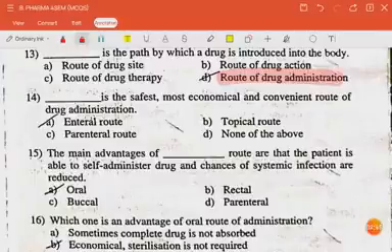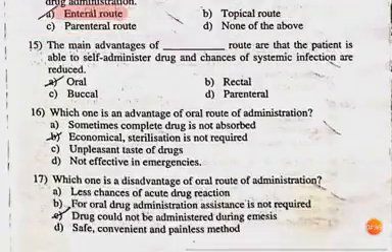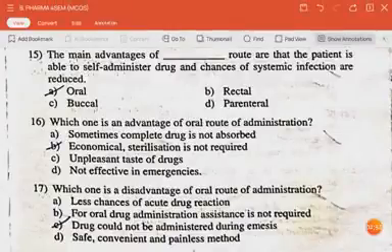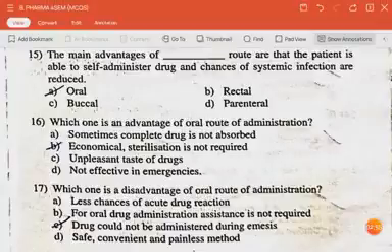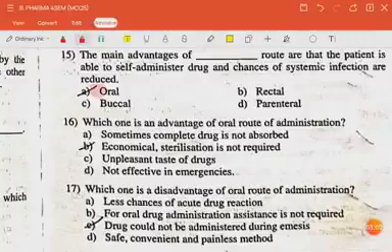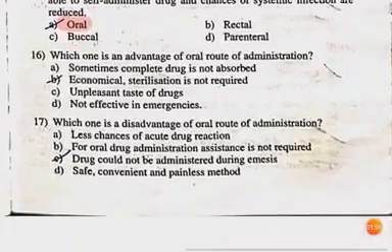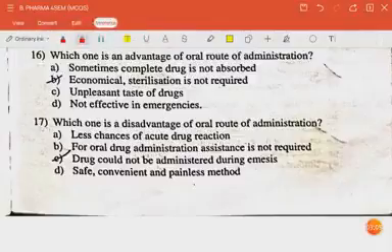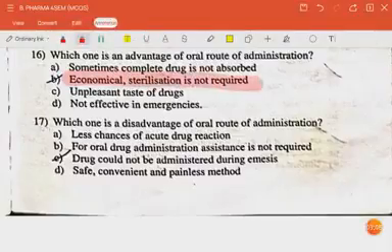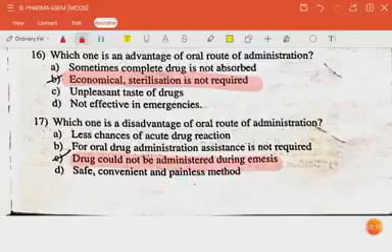The next question is, dash is the safest and most economical and convenient route of drug administration. The answer is enteral route. The next question is, the main advantage of dash route is the patient is able to self-administer drug and chances of systemic infection are reduced. The answer is oral. The next question is, which one is an advantage of oral route of administration? The answer is it is economical. Sterilization is not required. The next question is, which one is the disadvantage of oral administration? Drug could not be administered during emesis is a disadvantage of oral route.